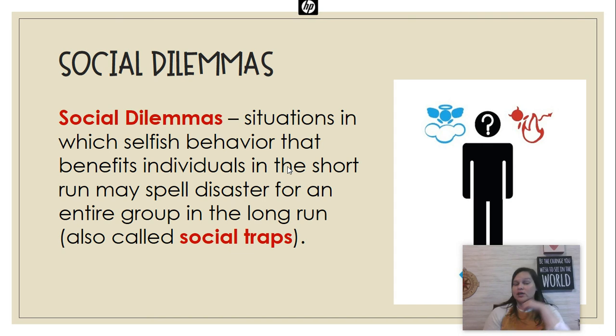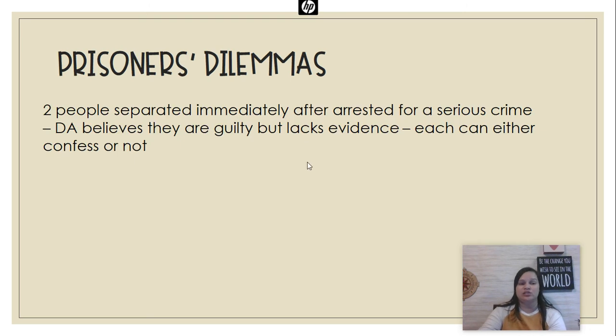All right, moving on. Social dilemmas are situations in which selfish behavior that benefits individuals in the short run may spell disaster for an entire group in the long run. These are also called social traps. An example of this is the prisoner's dilemma.